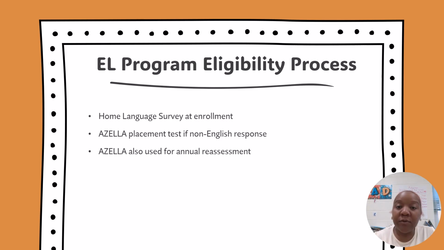When a student enrolls in school, parents complete a home language survey. If any response indicates a language other than English spoken at home, the student takes the AZELA to determine their English proficiency level. The AZELA isn't just for initial placement. It's administered annually to track progress and determine when students are ready to exit EL services.